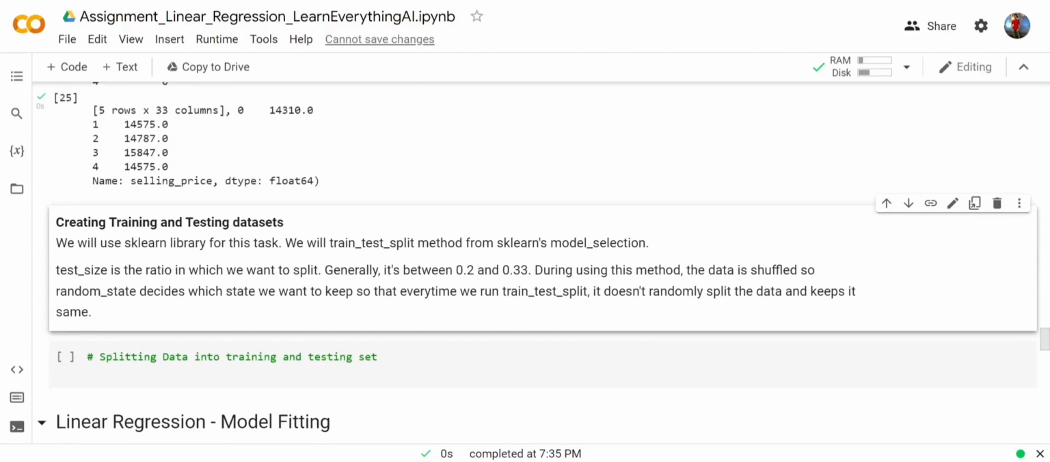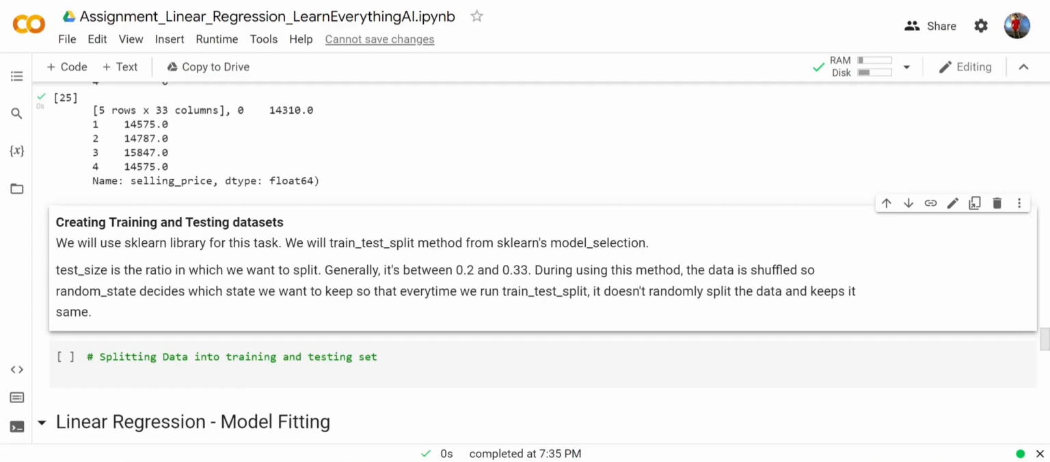Now we are going to use the sklearn library to create training and test data sets. We have come to the point where we are going to split the training and test data set to predict the model analysis. While splitting the training and testing data, the ratio is generally between 0.2 and 0.3. While using this method, the data is shuffled, so a variable named random state will decide the state we want to keep every time we run the train test split function. So it doesn't just randomly split the data, and for every splitting or every prediction, it keeps the data the same.